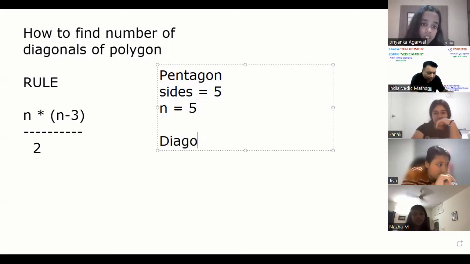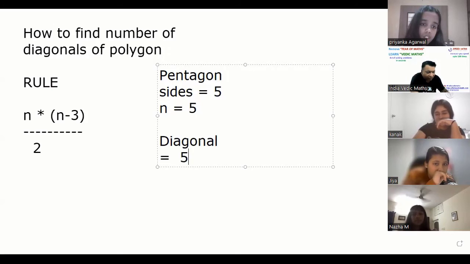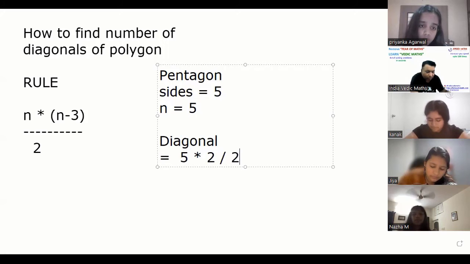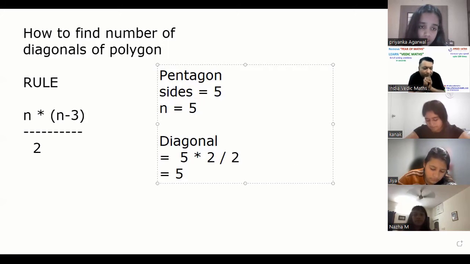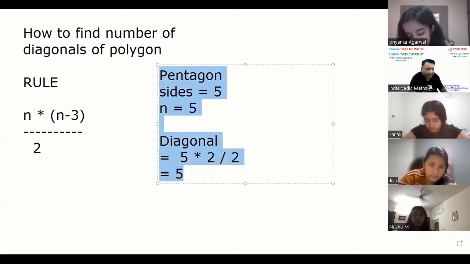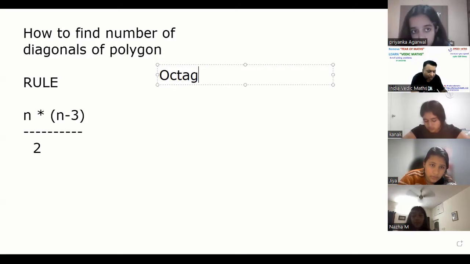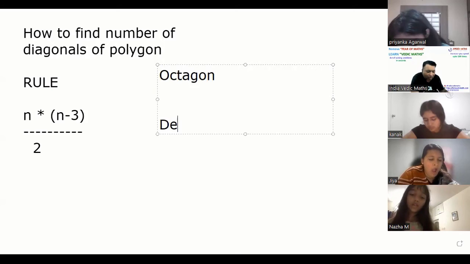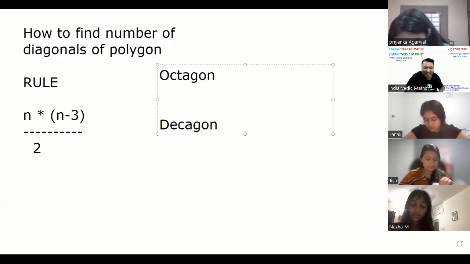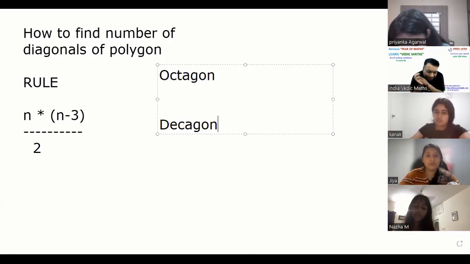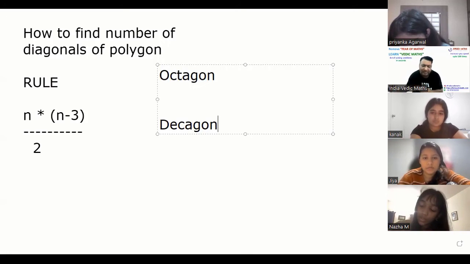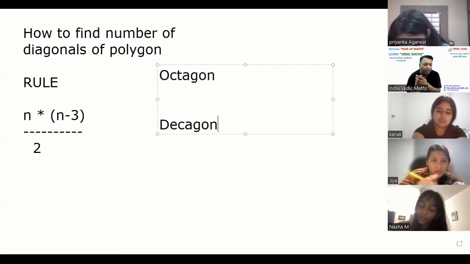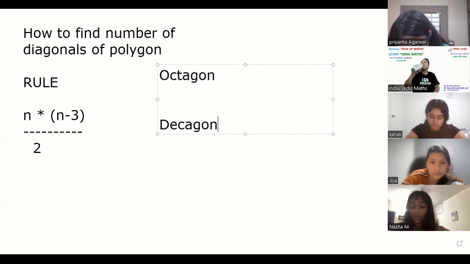Diagonals will be n, which is 5, times n minus 3, 5 minus 3, divided by 2. How many diagonals will a pentagon have? 5. Simple, right? Correct. Can everybody get it? How many diagonals do an octagon and a decagon have? Let's see who can do it fast and correct. Clear? Easy? Okay. First, tell me for the octagon, how many diagonals?